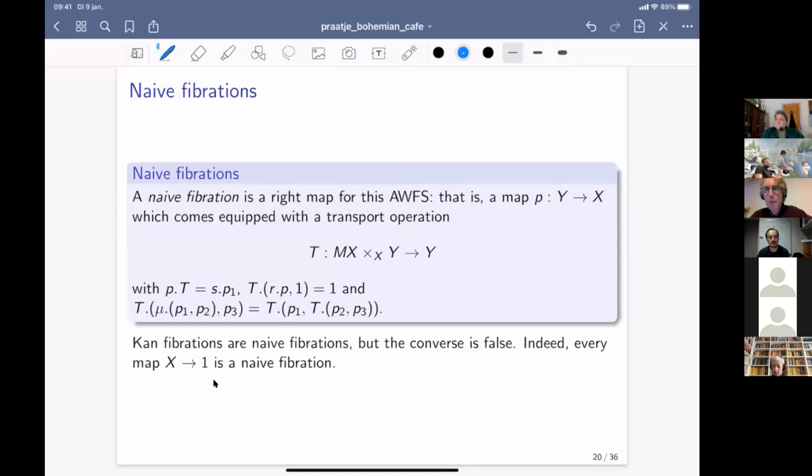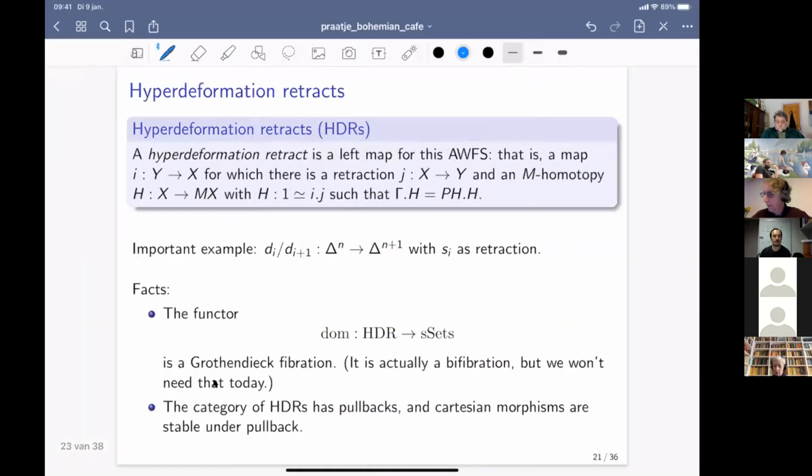The right maps we call naive fibrations, because every Kan fibration is also a naive fibration, but the converse is not true. In fact, every simplicial set is naively fibrant in this sense. That's a bit strange, but what we mainly use is the left maps. These are the coalgebras for the comonad, the co-Moore maps that we were saying here.